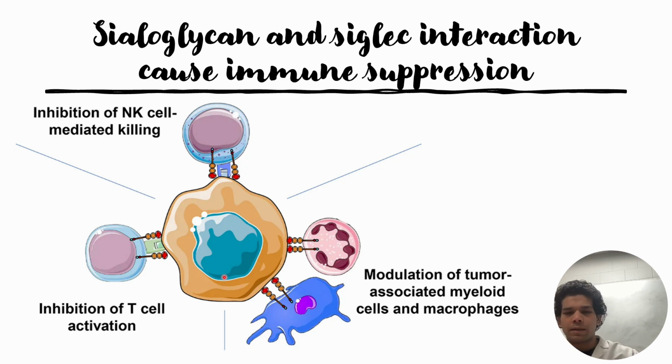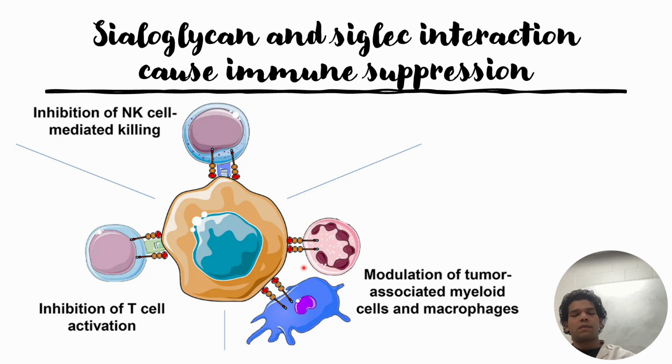And in terms of the myeloid derived suppressor cells, they can trigger phagocytosis, and that phagocytosis can be reduced by interaction with Siglec-10, which is usually expressed on the myeloid derived suppressor cells, with the tumor cells.